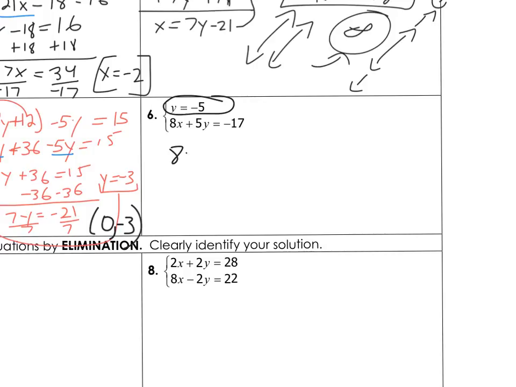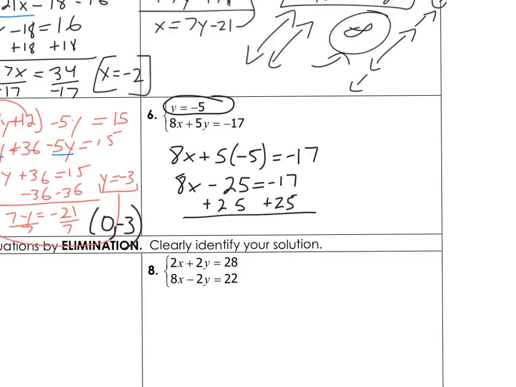So it would be 8x plus 5 times negative 5 equals negative 17. It'd be 8x minus 25 equals negative 17. You add 25 on both sides, and if you do that, you get 8x equals 8, which after we divide by 8, that'll give us x equals 1. Now in this one, we don't have to take 1 and plug it into one of our original equations, right? Because we already know what y equals. y equals negative 5. So your ordered pair is just simply going to be 1, negative 5.